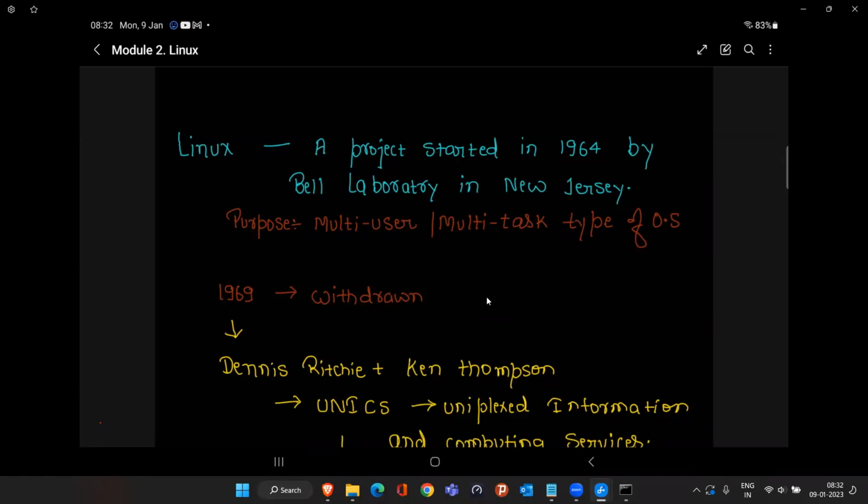So that company, Bell Laboratory, started their project keeping two things in mind: that our final goal is to create an operating system which has multi-user support and is multitask. But after doing high research for the next 5 years, in 1969 they withdrew the project. Why? Because in these 5 years they didn't get any output from the project. From the company's perspective, if they are not getting anything and still continue on that project, that will be a loss for them. So in 1969 they withdrew.